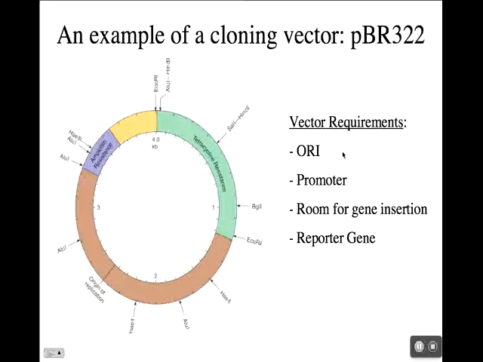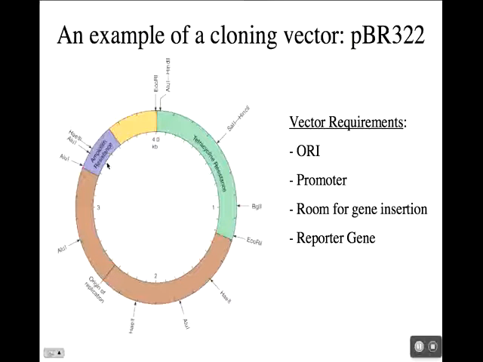You also need to have a reporter gene. A reporter gene is some way to recognize whether or not the plasmid is in your cells. You need to be able to tell if the plasmid's there. A very common reporter gene would be antibiotic resistance genes. So pBR322 carries a tetracycline resistance gene as well as an ampicillin resistance gene.